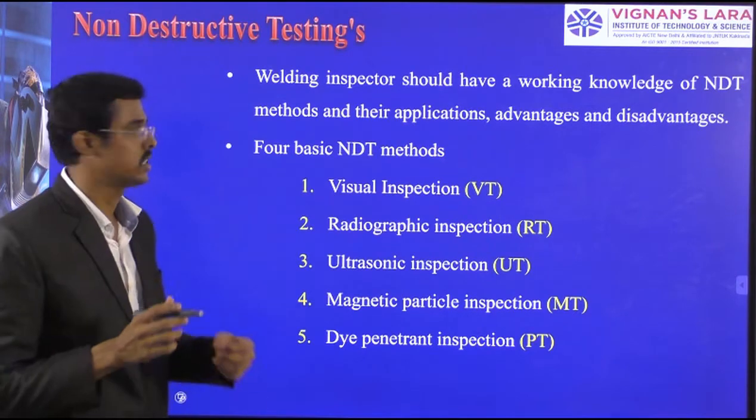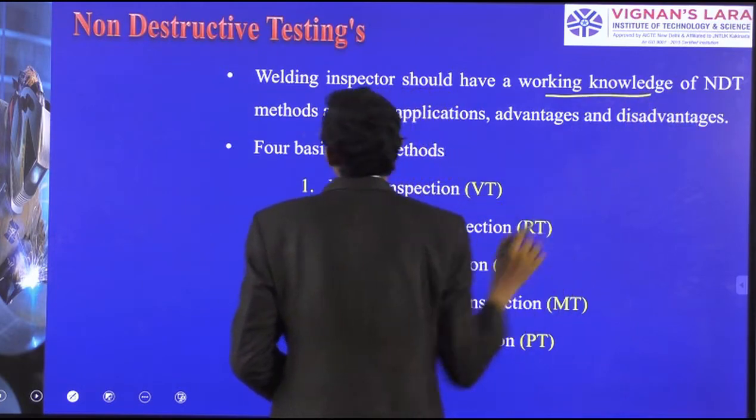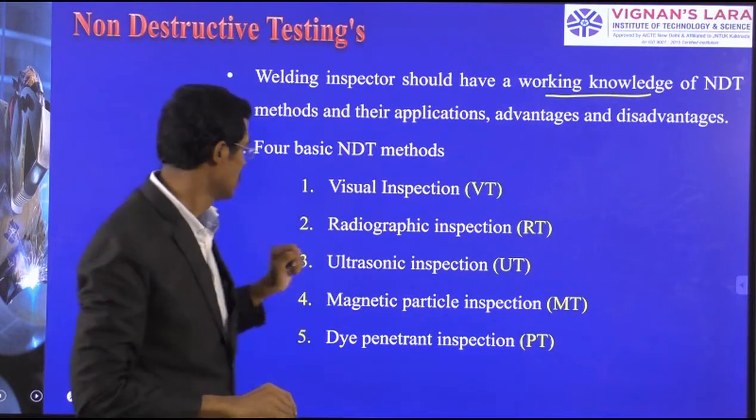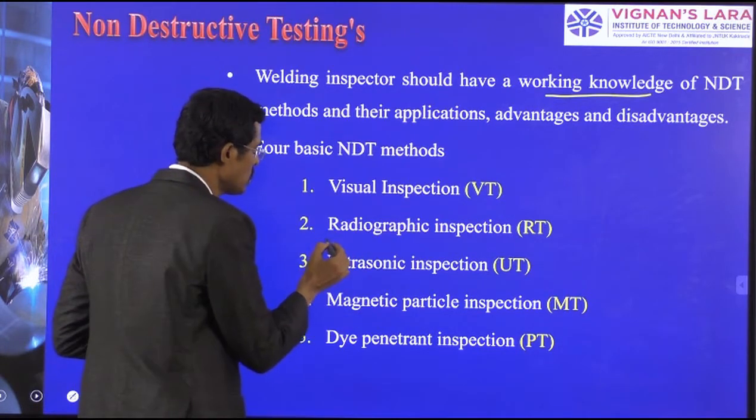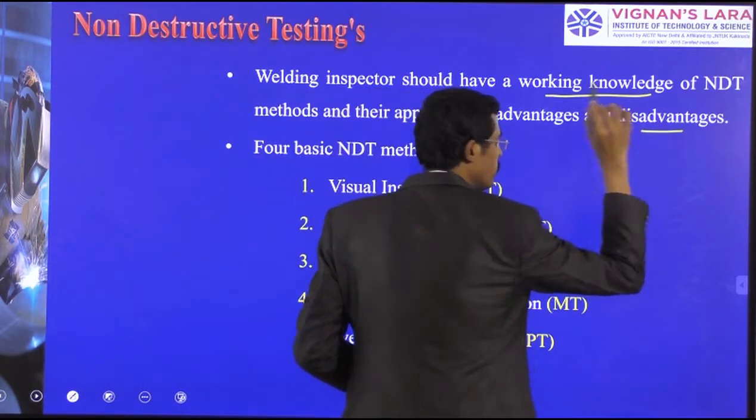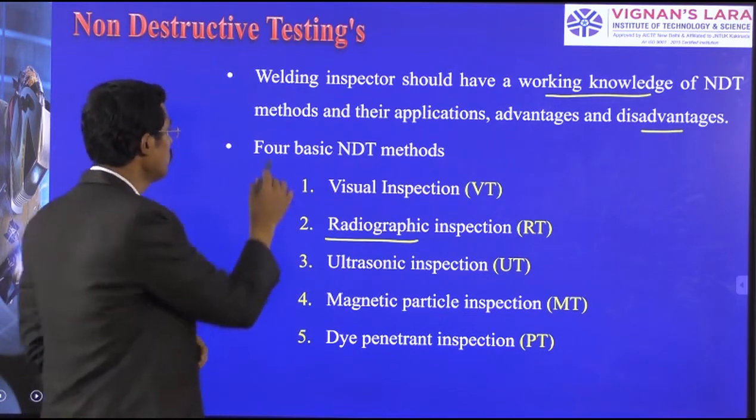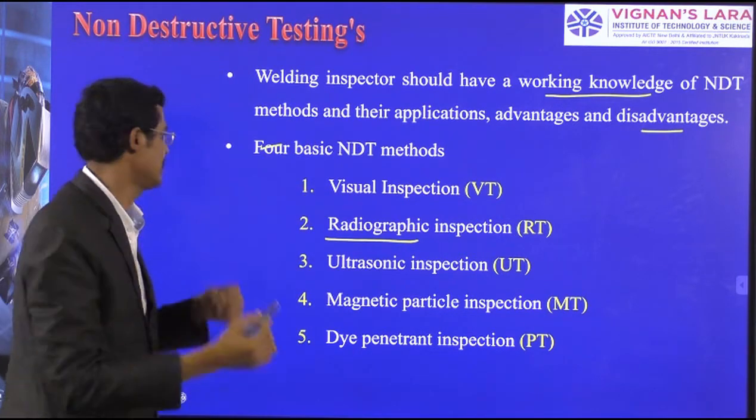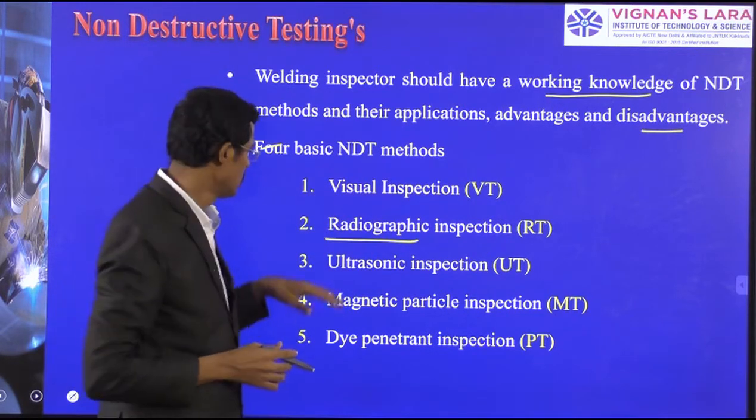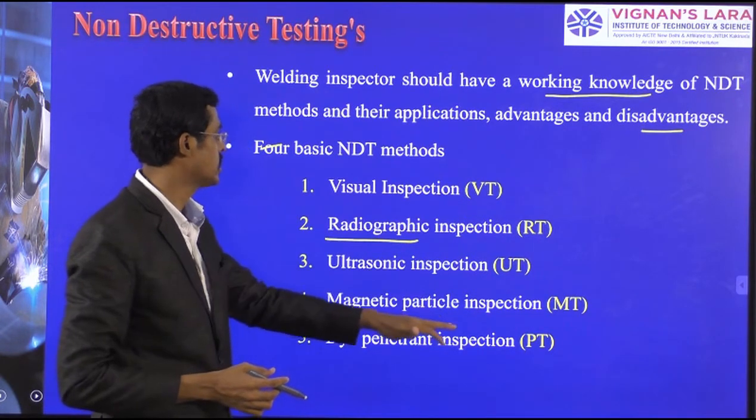defects. So a well-trained inspector should have a working knowledge of NDT methods and their applications, advantages and disadvantages, because radiography is the most harmful one. Therefore, we should know the various disadvantages of this process also. Four or five basic NDT methods are there, such as visual inspection, radiographic inspection, ultrasonic inspection, and magnetic particle and dye penetrant inspection tests.